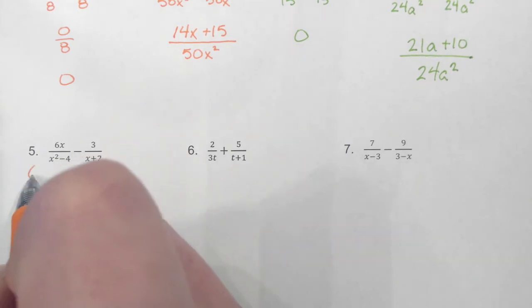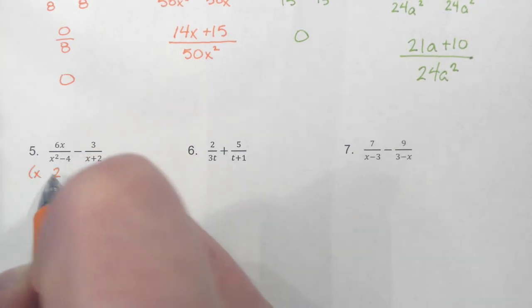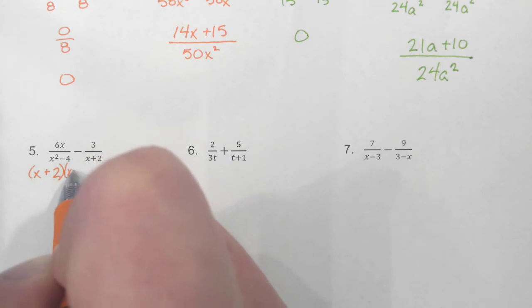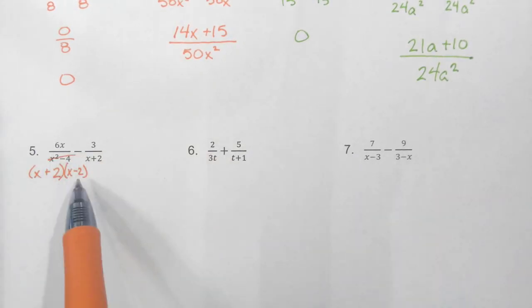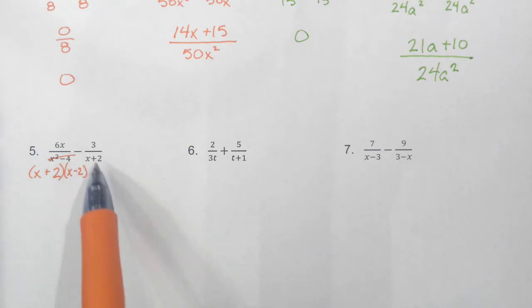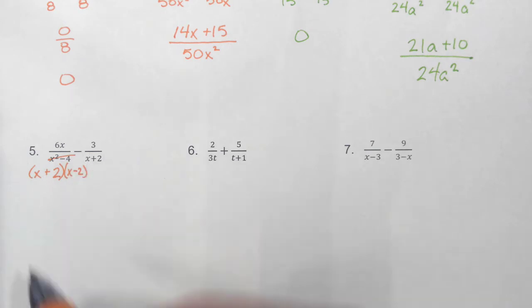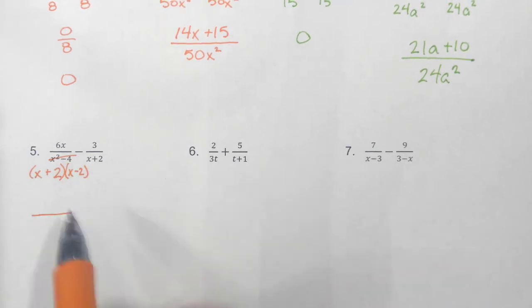So it factors very easily to the square root of the first term, which is x, the square root of the second term, which is 2, 1 plus, and 1 minus. So it factors to x plus 2, x minus 2. Once you have that, we can find the common denominator pretty easily. So they already have the x plus 2 in common. They also need the x minus 2.